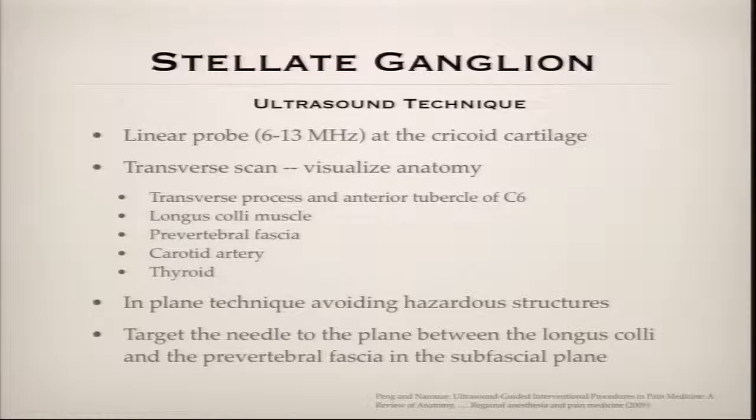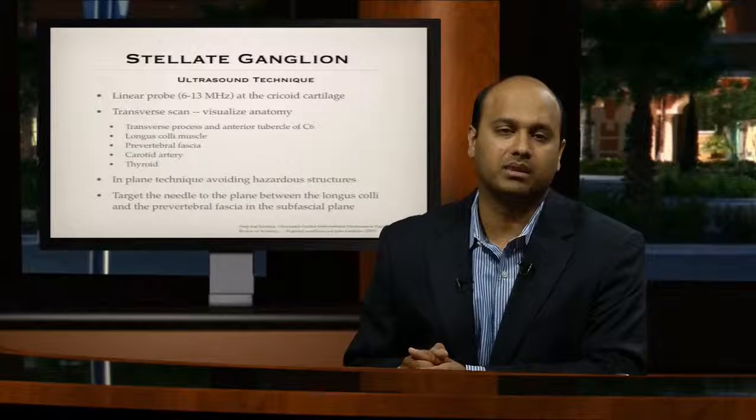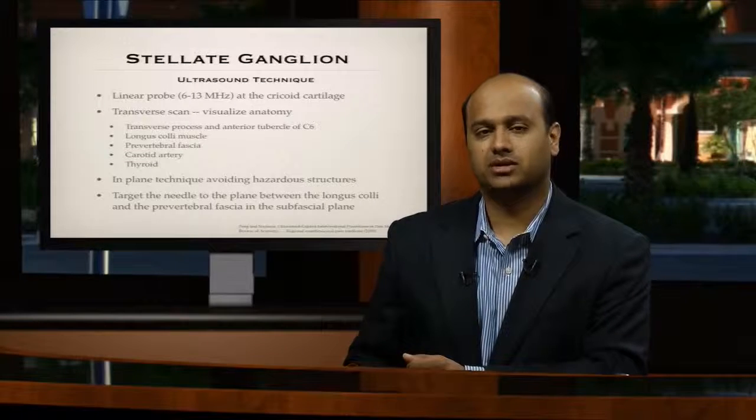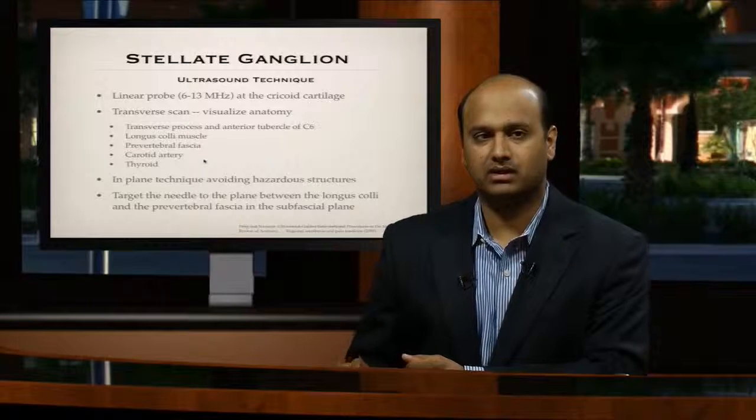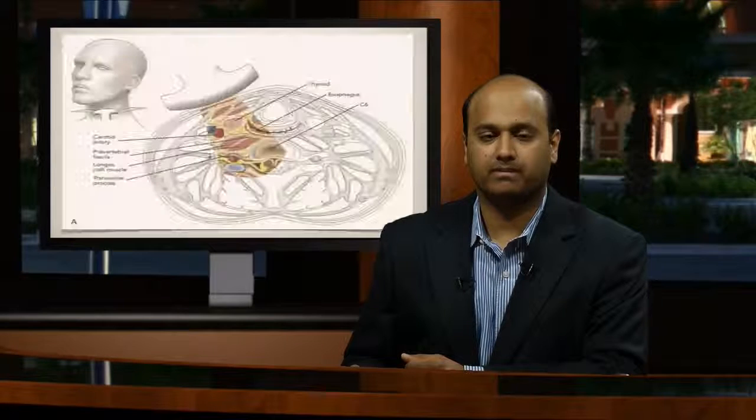Using an in-plane approach, you can avoid many of the hazardous structures in this area and reach the target, the prevertebral fascia in front of the longus colli muscle, and deliver the injection correctly where you need to, again, not using the anterior tubercle as the target.